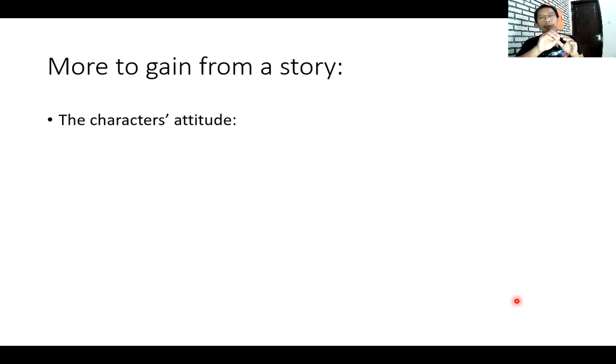Now, when we talk about the character's attitude, it means the attitude of people in the story, okay? Not the attitude of the writer, not the attitude of the story. If we use Ivan as the example, we can say that the attitude of Ivan is timid, okay? All right, now we're talking about the attitude of the character. If we use Ivan, the attitude of Ivan is frightful.